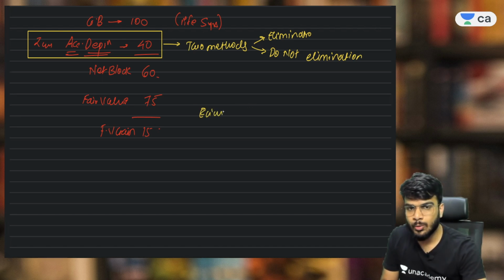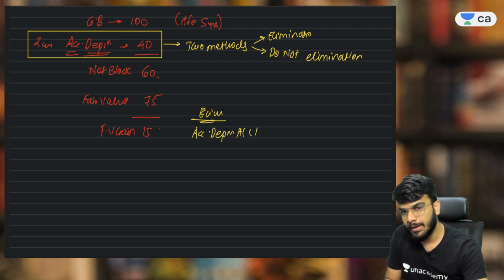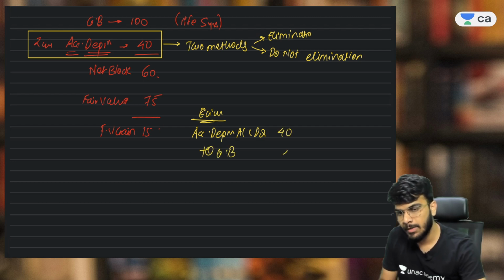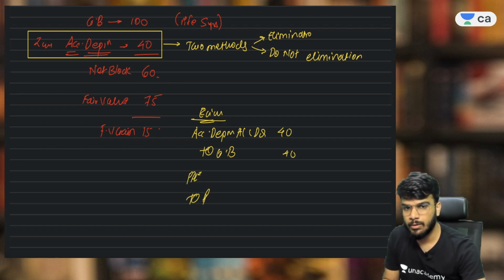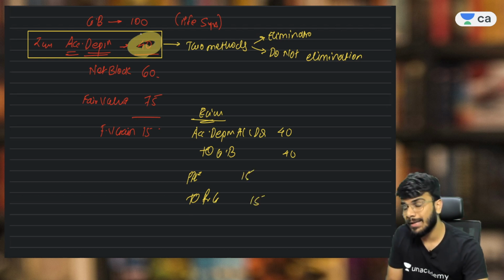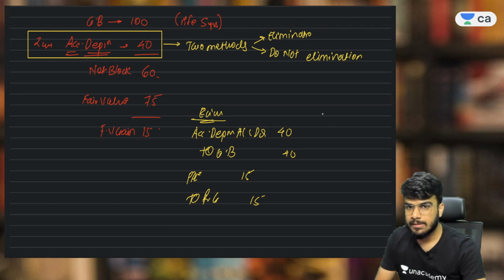If you wish to eliminate this depreciation, what will be the accounting entry? Accumulated depreciation account debit to gross block. You will eliminate it against the gross block, that is 40/40. That means now your net block and gross block are again 60, and then you will record your gain, that will be PP to revaluation gain 15 and 15. That means you have eliminated the old depreciation as per the old cost. This is the first method.